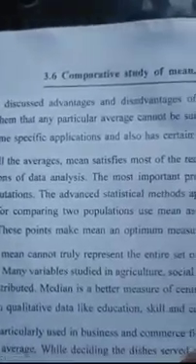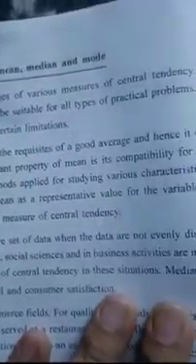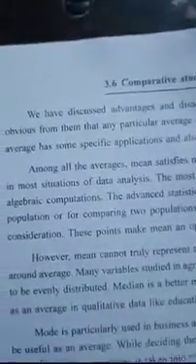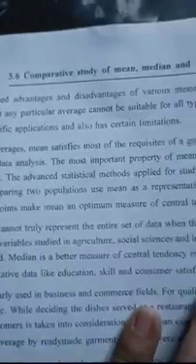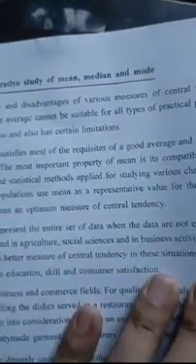The advanced statistical methods applied for studying various characteristics of a population, or for comparing two populations, use the mean as a representative value for the variable under consideration. This point makes the mean an optimum measure of central tendency. Optimum means best. Among mean, median and mode, which one is the best for central tendency? The mean is said to be the best. This is one more question for you also.